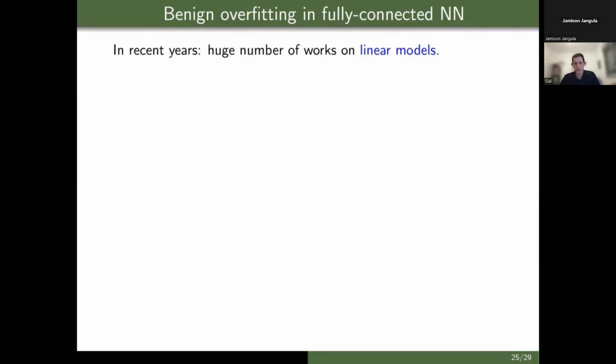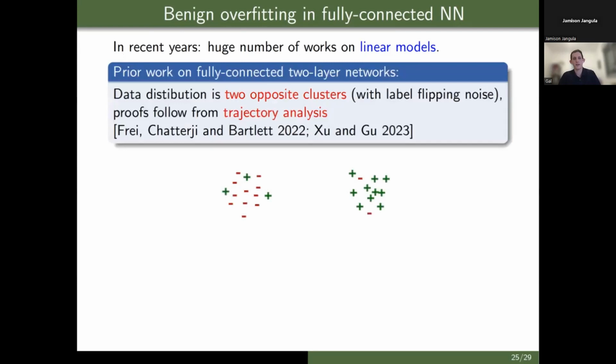Now, in recent years, there have been a very large number of works on benign overfitting, and most of these works focus on linear predictors, namely either linear regression or linear classification. And in these works, it is shown that under certain conditions, when we train a linear predictor, we get benign overfitting. And our understanding of benign overfitting in nonlinear neural networks is much more limited.